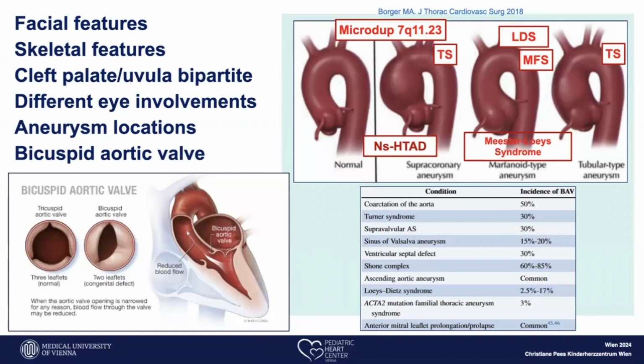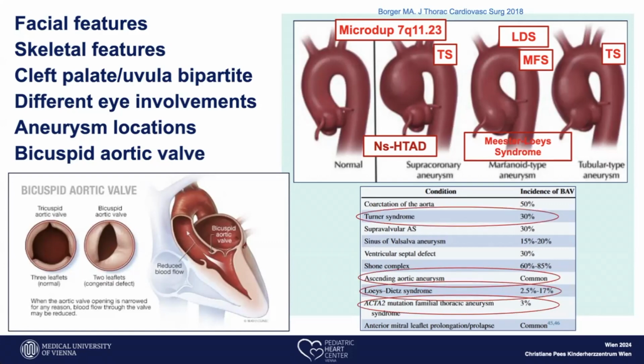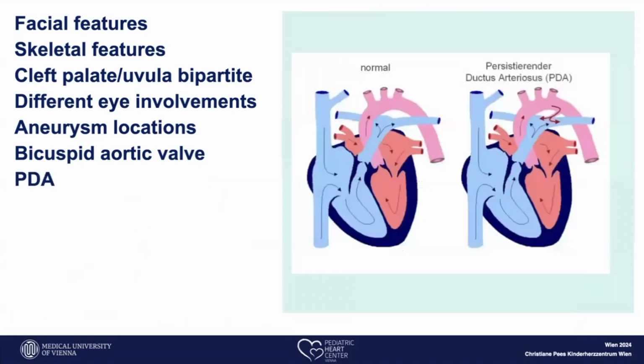Normally we have a three-part aortic valve, which is called a tricuspid aortic valve, but in around 2% of the general population, we can have a fusion of two valve leaflets. So we have a bicuspid aortic valve, and this can happen a little bit more often in some of the genetic disorders. As you can see here in an ACTA2 mutation, but as well up to 70% in Loeys-Dietz patients and in 30% of the Turner patients.